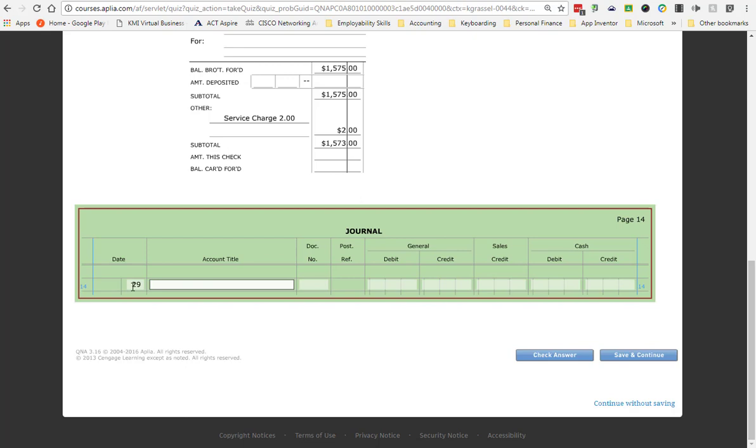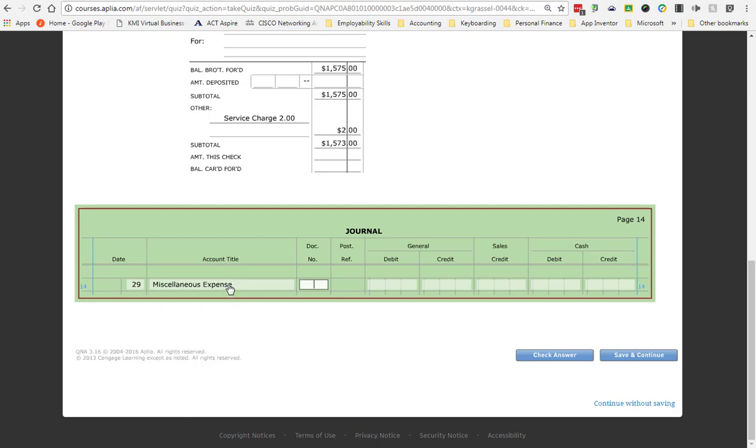Now, we have to record this service charge. Now, there's two different things. You can either put it under miscellaneous expense, or sometimes you're going to have a service charge. But the service charge one that comes up says service fee earned. Does that make sense? Did we earn $2? So which one do you think it's going to fall under? Miscellaneous.